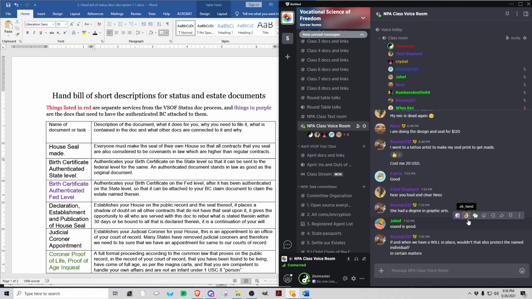Looks like Ron said, if and when we have a will in place, wouldn't that also protect the named individual in certain matters? Yeah, well, that's the point. That's what the status doc set is. All of the status docs are a continuation of your will. Because that's what they've done. They've stolen our will. They've probated your will. All of your estate is running around in probate.